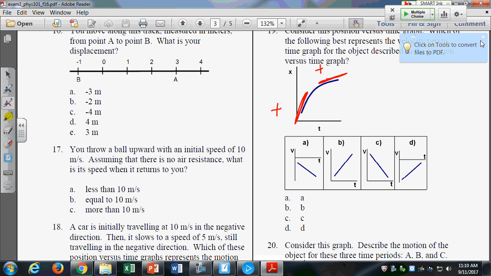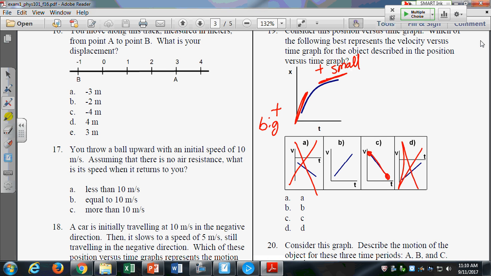Is it big or small at first? It's big. So it's big and positive, and it's small and positive. Because it's positive, I can get rid of this one and this one, because those both represent negative velocities. And I'm going from big to small. So that's going to be C, going from big to small. We said it has positive velocity. Does it have positive or negative acceleration?